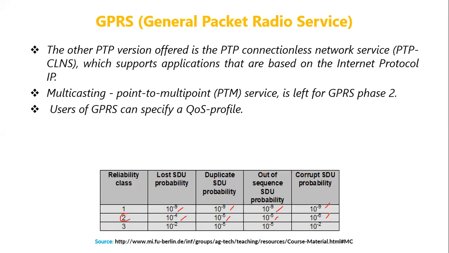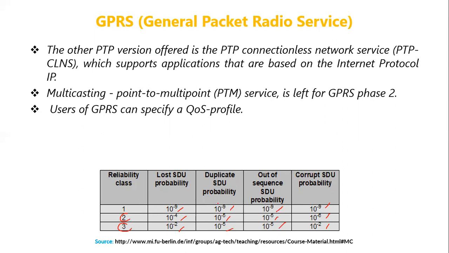And class 3 is for error insensitive applications that can handle errors themselves. So class 3 is used when an application can completely handle errors by itself. Here loss probability is 10 to the power minus 2, duplicate probability is 10 to the power minus 5, out of sequence probability is 10 to the power minus 5, and corrupt probability is 10 to the power minus 2.